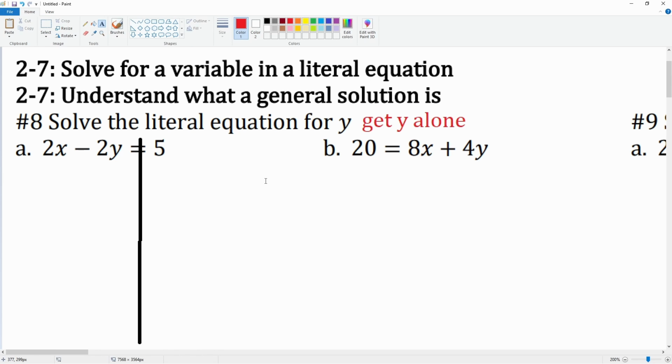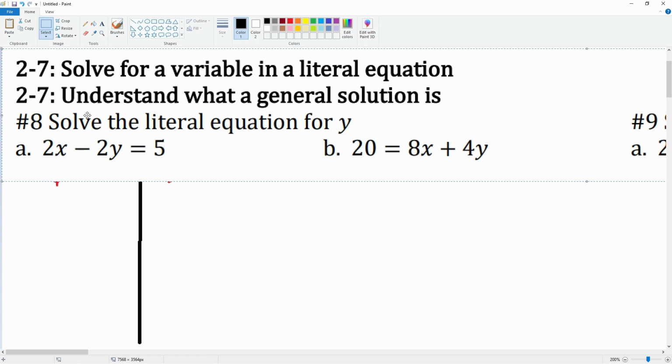All right, so what should we get rid of on the right hand side to get y alone? There is a 2x and there's a negative 2 here. Let's get rid of the 2x first. So subtract 2x from both sides. 2x minus 2x cancels. What is left over on the left hand side? All we have left is a minus 2y.